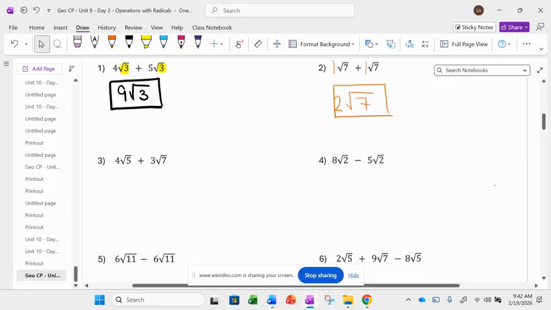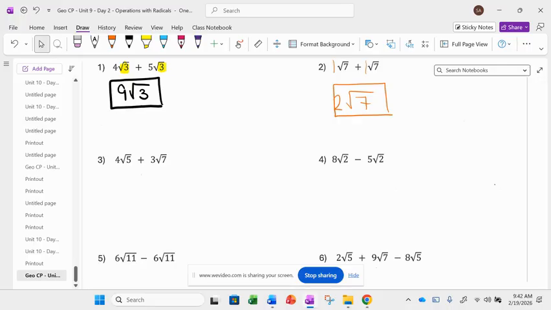All right, let's go on to number 3. There's a problem with number 3. Can anybody recognize the problem with number 3? You recognize the problem? There is a problem. What's the problem with number 3? Excellent. The numbers in the radicals aren't the same.